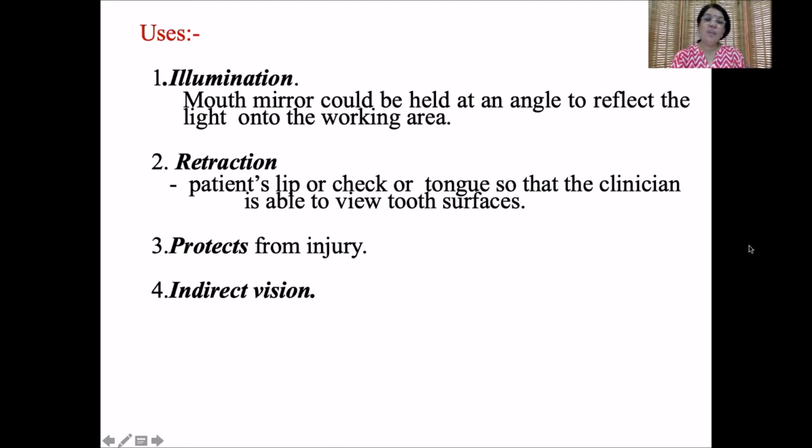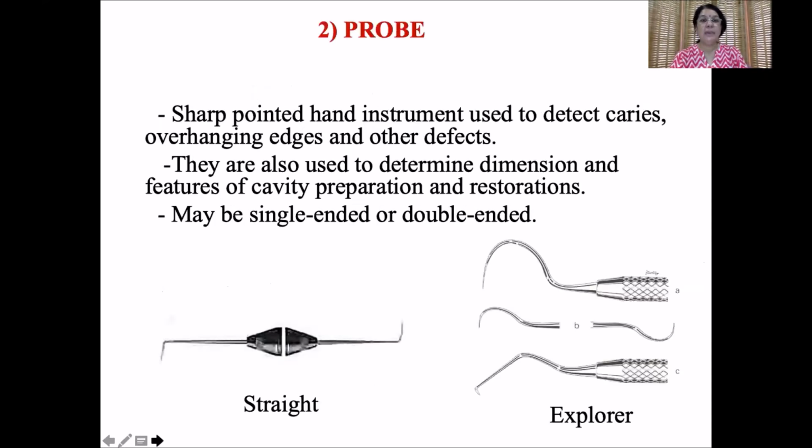The tongue will always be there. You don't cut off the tongue and then do the cavity preparation, isn't it? So there is a way of moving the tongue out of the place. For holding the tongue back, you are using the mirror. And sometimes for indirect vision also, you require the mirror in your hand.